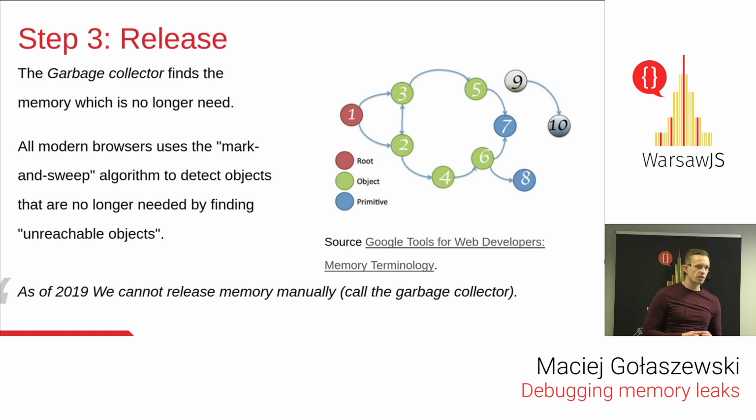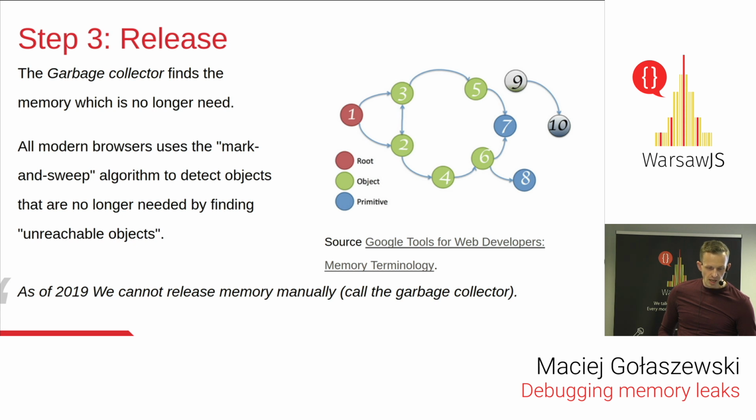As of now, there is no way to manually call the garbage collection. The garbage collector must stop the application to find those objects. So if you do something memory intensive, you can notice some lags when the garbage collection is actually happening.